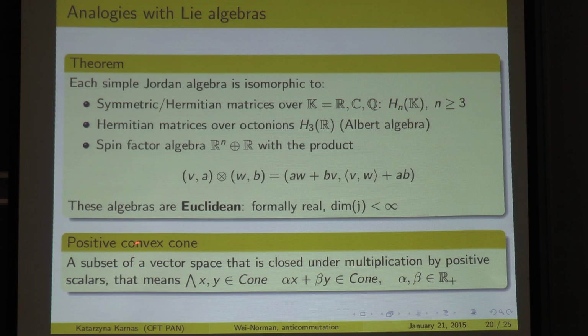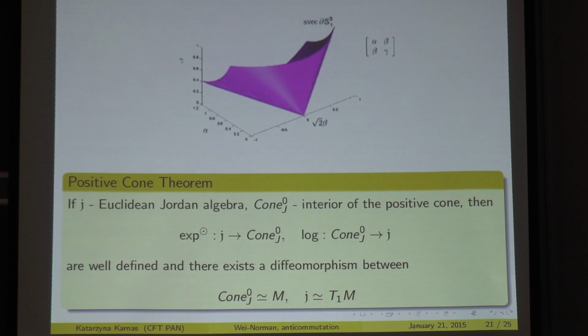And the definition: a positive convex cone is a subset of a vector space that is closed under multiplication by the so-called convex transformations, where A and B are positive scalars. And this is the graphical representation of the convex cone. And for Euclidean Jordan algebras, a positive cone theorem was proven.